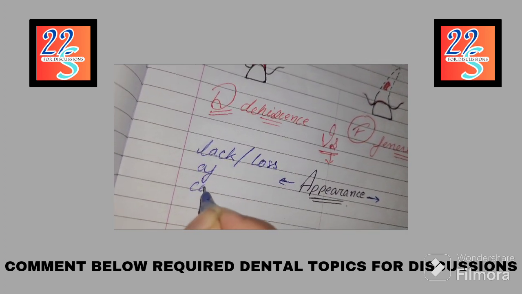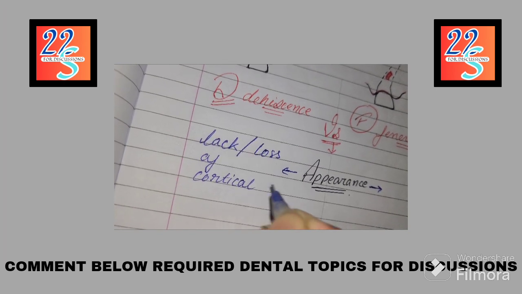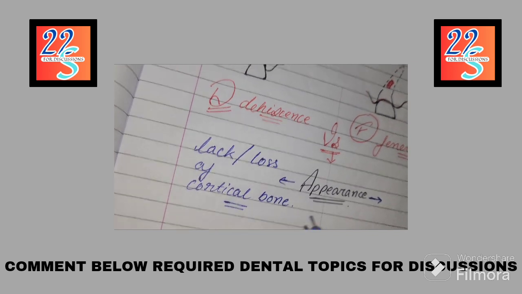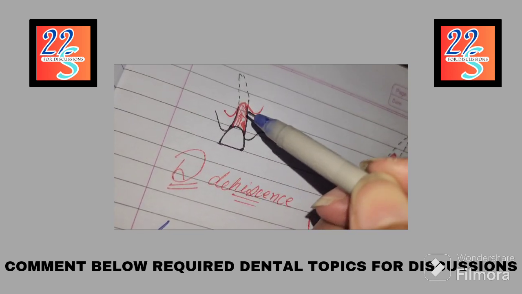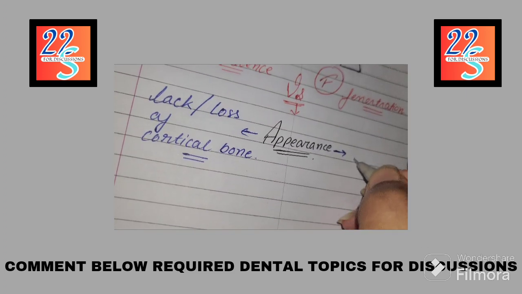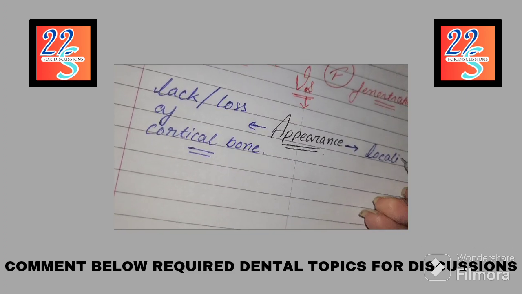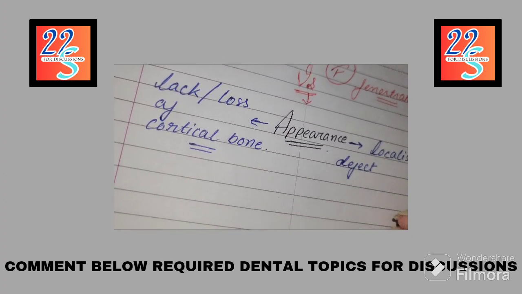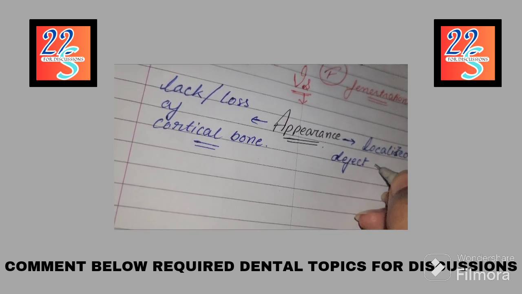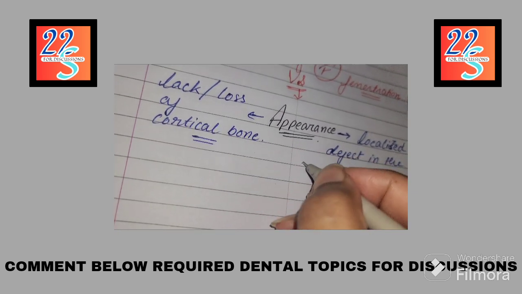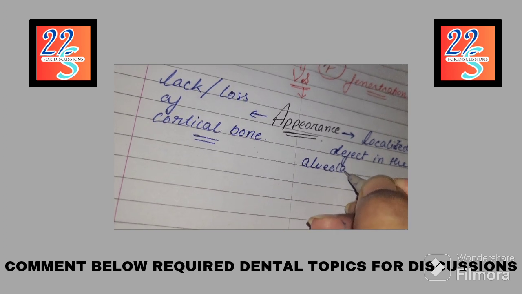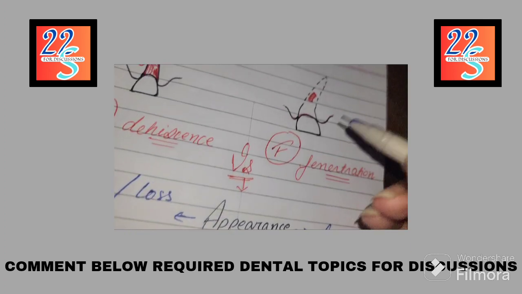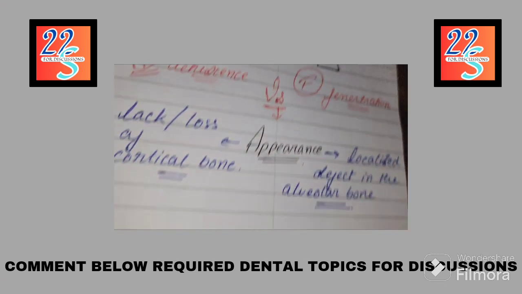So as I'm writing, lack or loss of cortical bone. This is the first thing you will see when you see dehiscence. Dehiscence means lack or loss of cortical bone. And fenestration is a localized defect in the alveolar bone. It's a localized defect. It's not loss of cortical bone, or lack of cortical bone. The word dehiscence means gaping. And now you can see the localized defect.